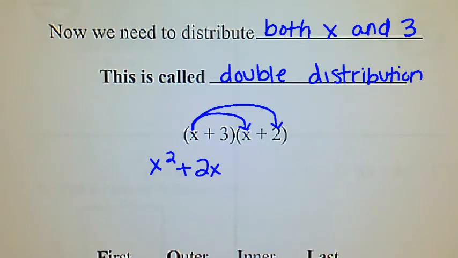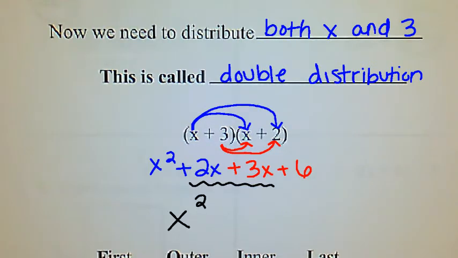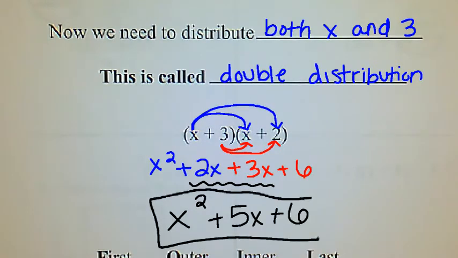Then we do 3 times x and 3 times 2. So plus 3x plus 6. And then lastly, combine like terms. So usually your two middle terms are going to be the ones that combine. So we get x squared. I have 2 x's and 3 x's, so I get 5x and 6. So that would be my final answer. So what I want you to notice is many times when you have two binomials that you're multiplying together, you should usually get a trinomial.